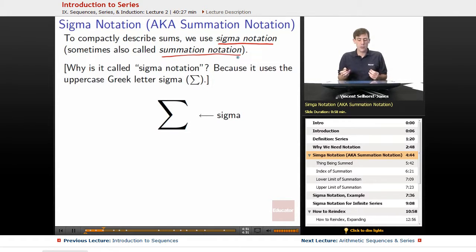Why is it called sigma notation? Because it uses the uppercase Greek letter sigma. So sigma is this guy right here. This is a computer-drawn picture of sigma, made by a computer typesetting program.